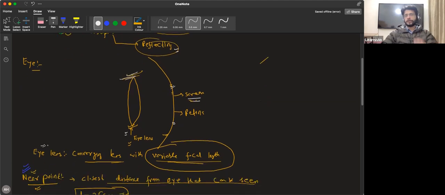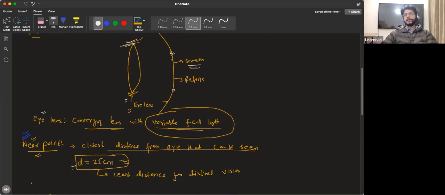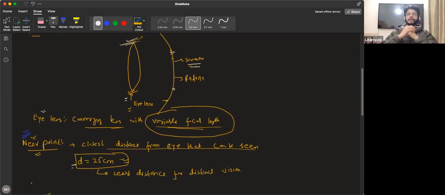So you should know that the eye lens is a convex lens with a variable focal length. And then there are 2 points: one is the near point and another is the far point. Near point is the closest distance from the eye at which you can view an object. So from the eye, if I place an object at 25 centimeter, then you can view it clearly. But if I place this object at a distance less than 25 centimeter, then I can't view this object clearly.